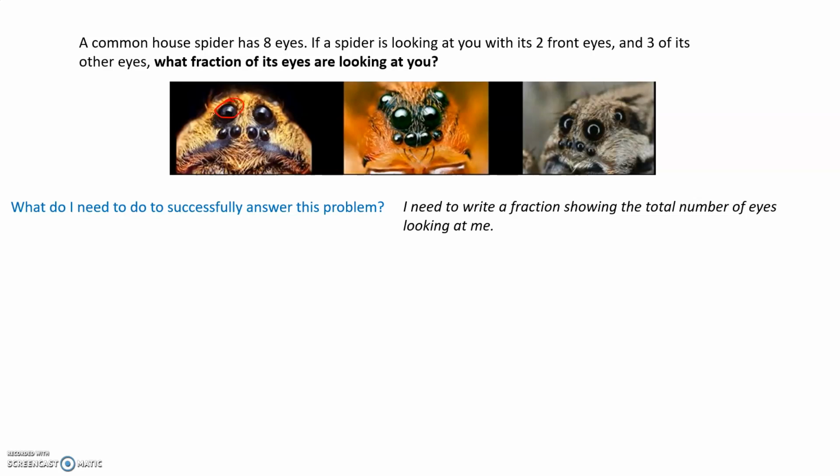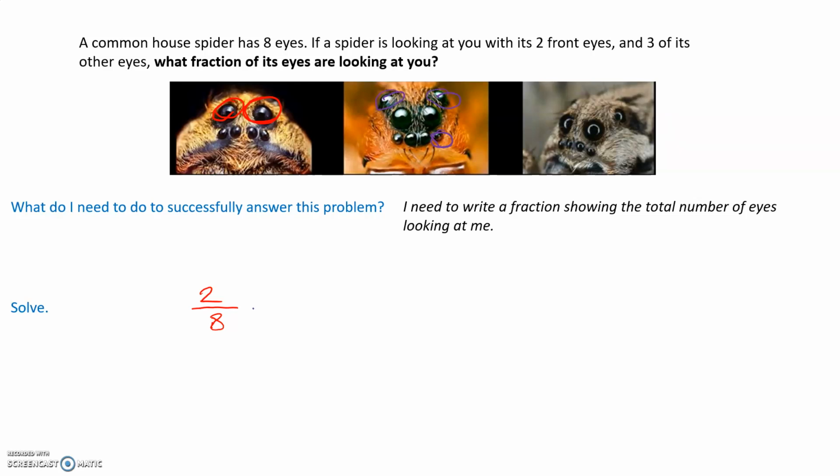So it's going to be these two right here, these gorgeous brown black eyes, right? So 2 out of 8 eyes are looking at me. So I'm going to go ahead and write 2 out of 8. Okay, and 3 of its other eyes. If I look over at the other set of eyes, it's going to be any other 3. I'm going to just circle any 3 eyes. So I have 1, 2, 3.